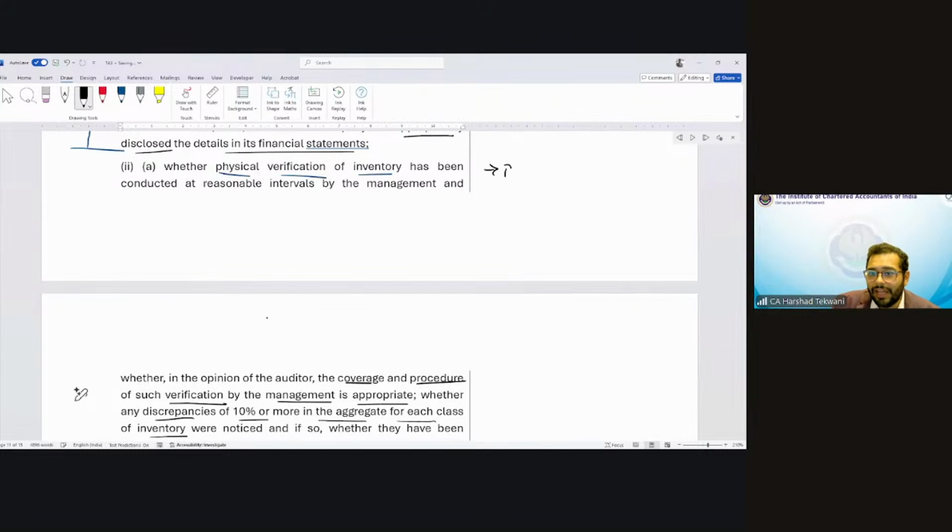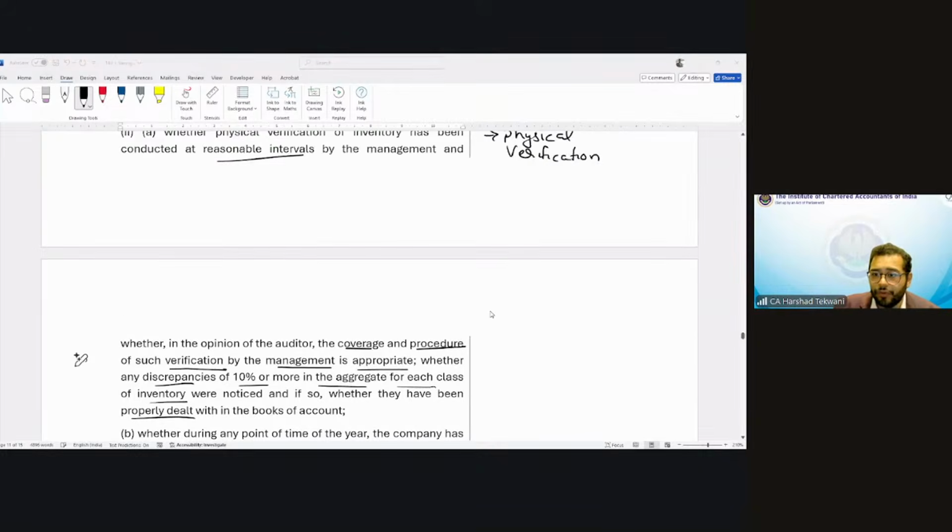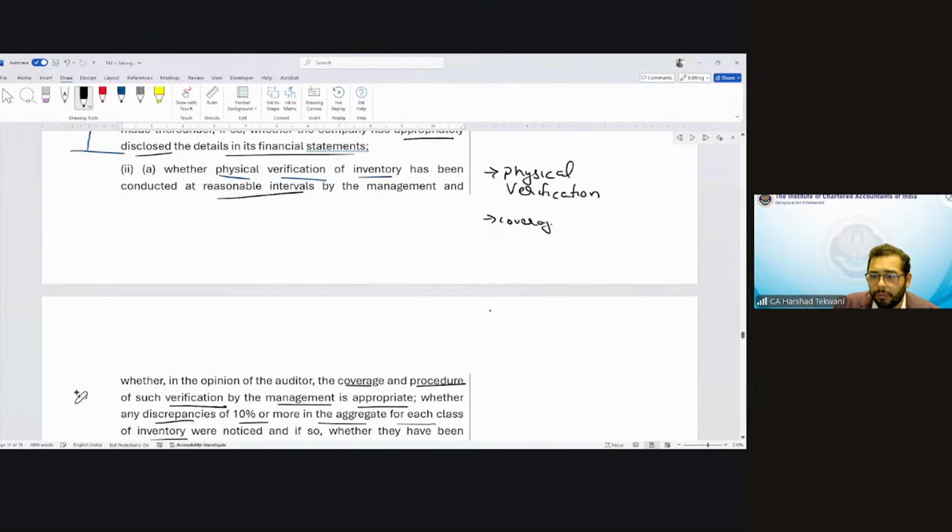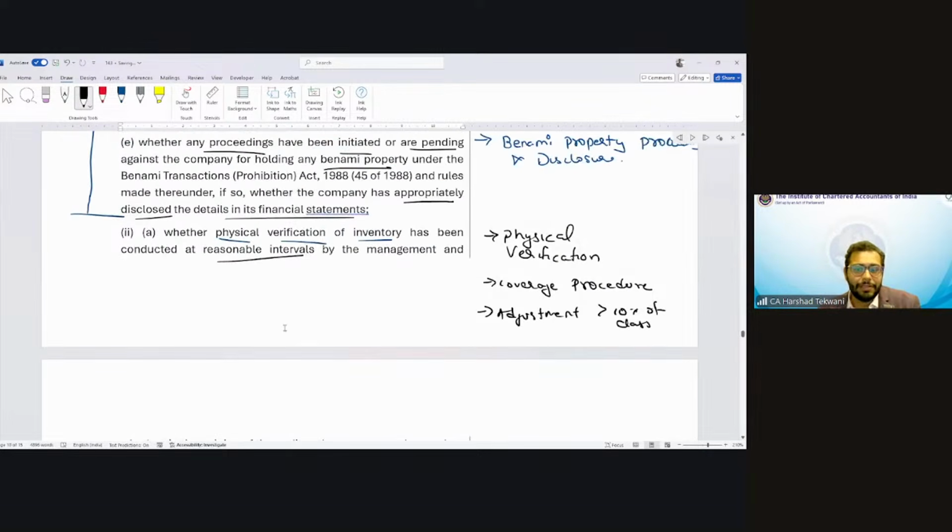So, one, physical verification, that too at reasonable intervals. Again, it's a professional judgment based on the size and the nature of the inventory. You decide this. Then coverage and procedure; you need to specify the coverage and procedure over here. And adjustment if greater than 10% of class. If adjustment is more than 10% of the class, you need to specify whether that has been properly dealt with or not. So these are the things that you need to specify with respect to the physical verification of the inventory.